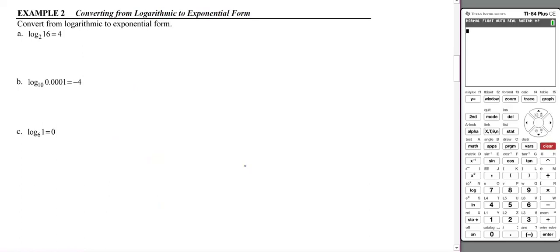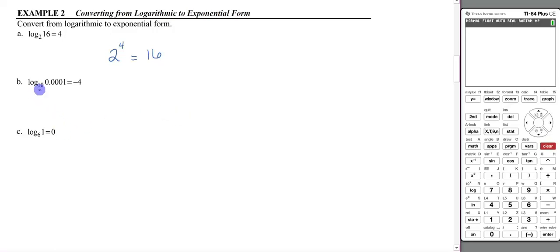In example 2, let's convert from logarithmic form to exponential form. You might find doing it this direction is a little bit easier than converting from exponential form to logarithmic. Log base 2 of 16 is 4. So we say that our base is 2. Remember that a log is an exponent, so your exponent is 4. So 2 to the 4th is 16.